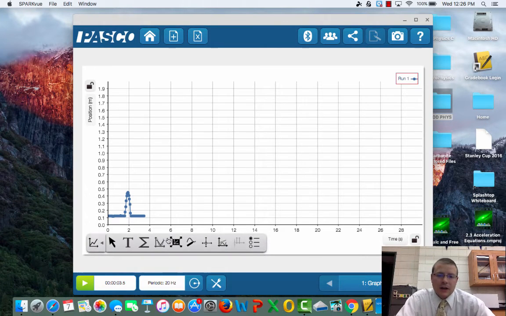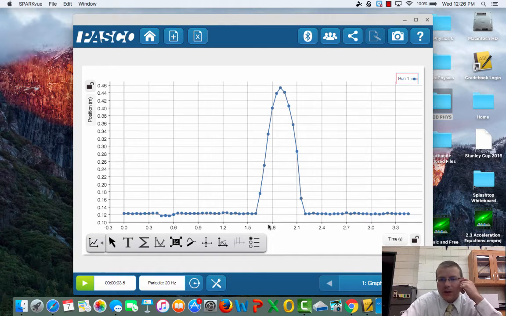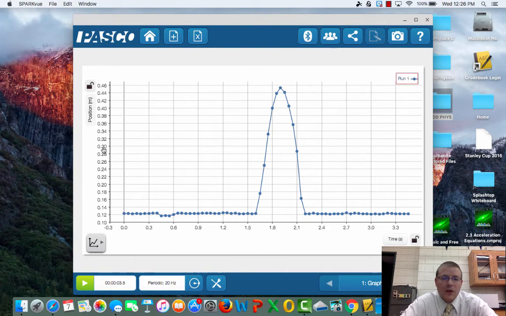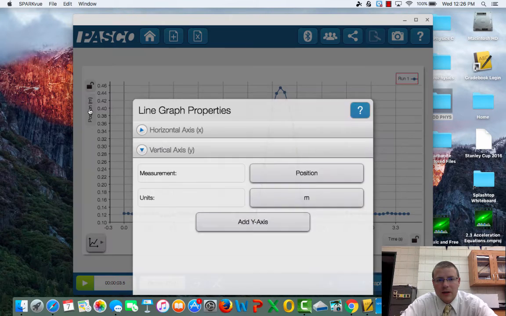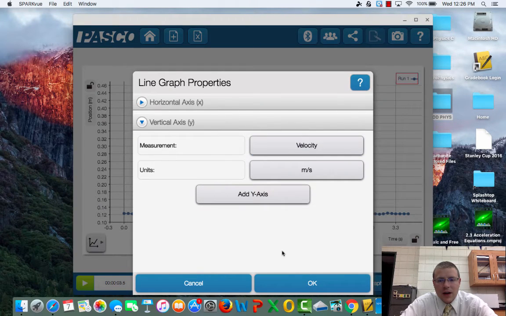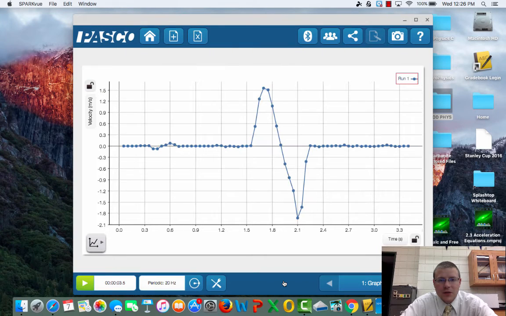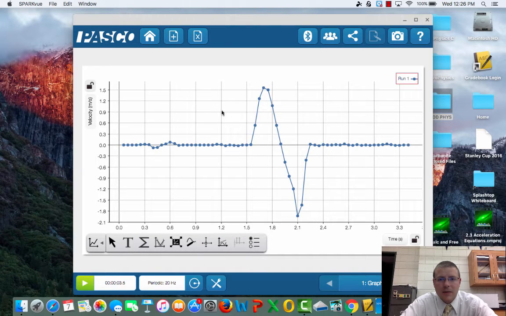So if I stretch this data out, what I can see is a very nice parabola. We can tell when the object went up into the air. We can tell when the object started to come back down. So another thing we can do is we can switch the axes here and show that this upwards parabola translates into this velocity graph. So the velocity is a function of time here.